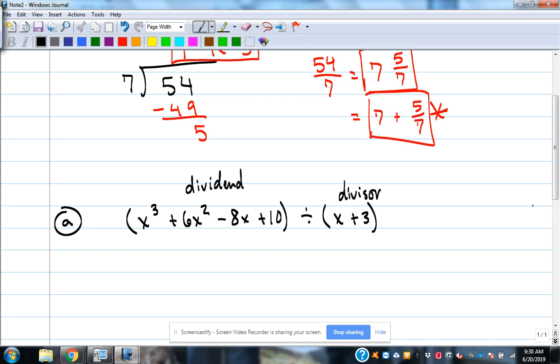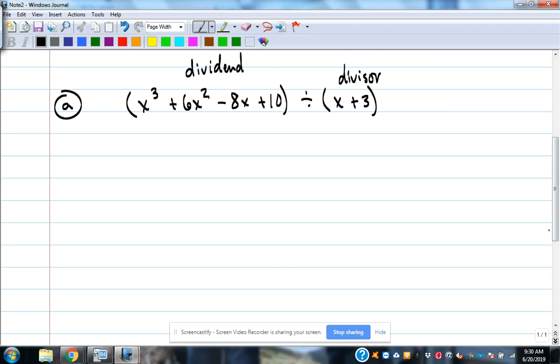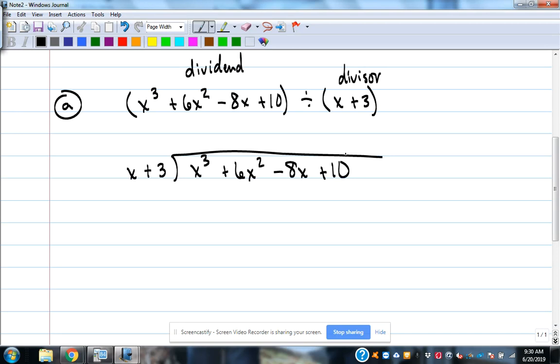So let's set up the long division for this. We're going to set it up in the same kind of format as we did that number problem earlier. So we're going to put the divisor out in front, long division symbol, and then put that polynomial x to the third power plus 6x squared minus 8x plus 10 in there. Remember, it's got to be in order, and if there's a missing piece in the middle, we're going to put a 0 in its place, just so we've got a representative from everybody, okay?